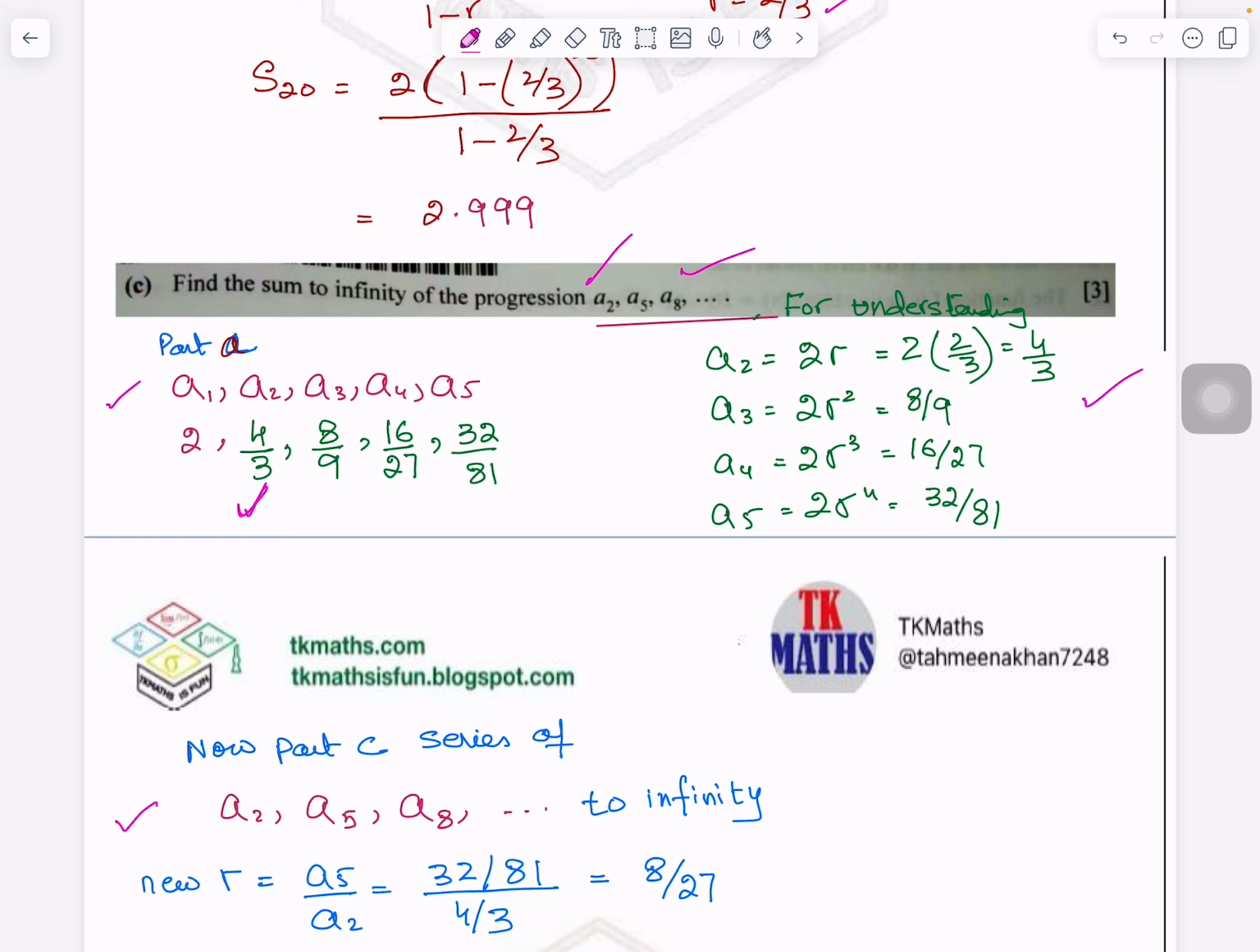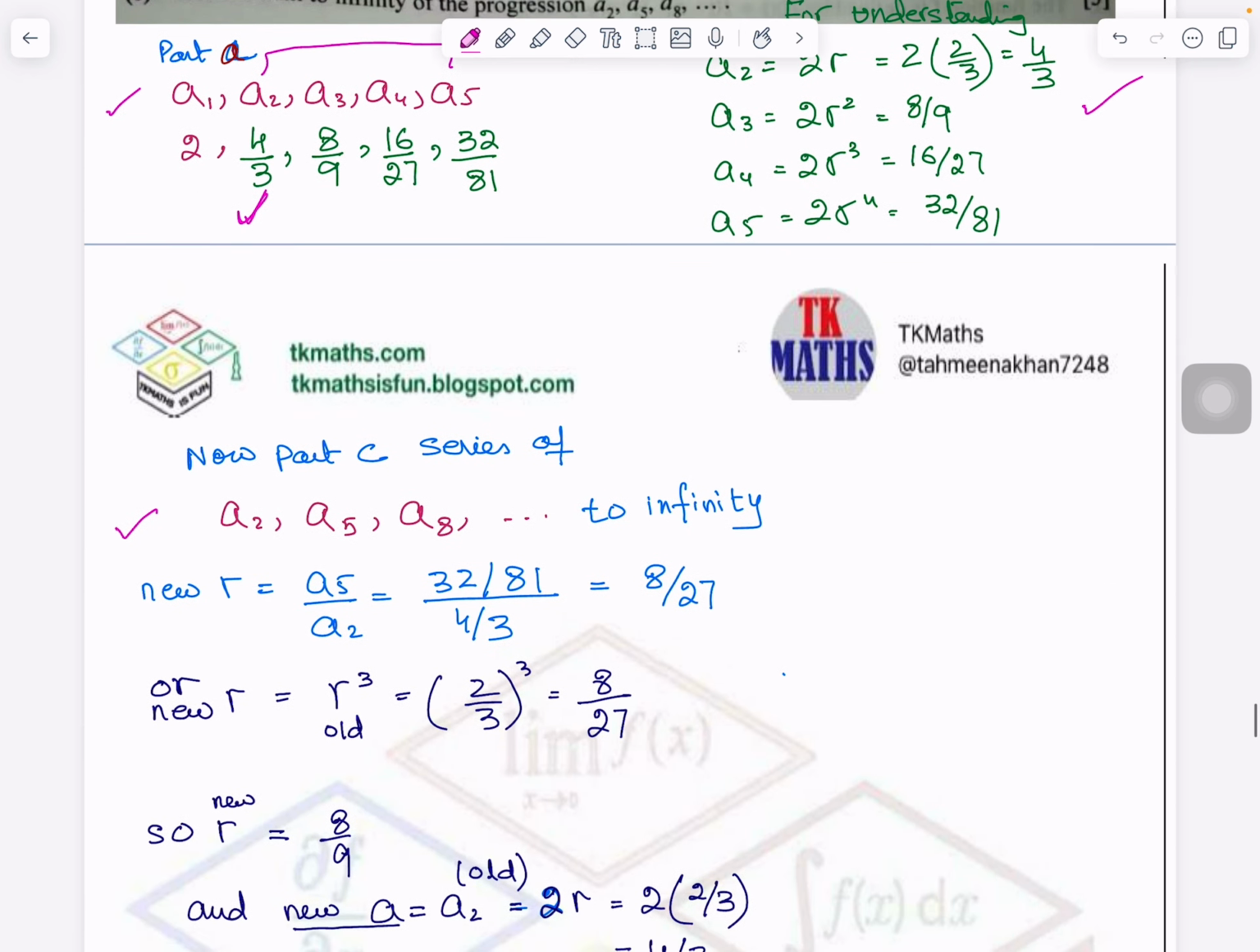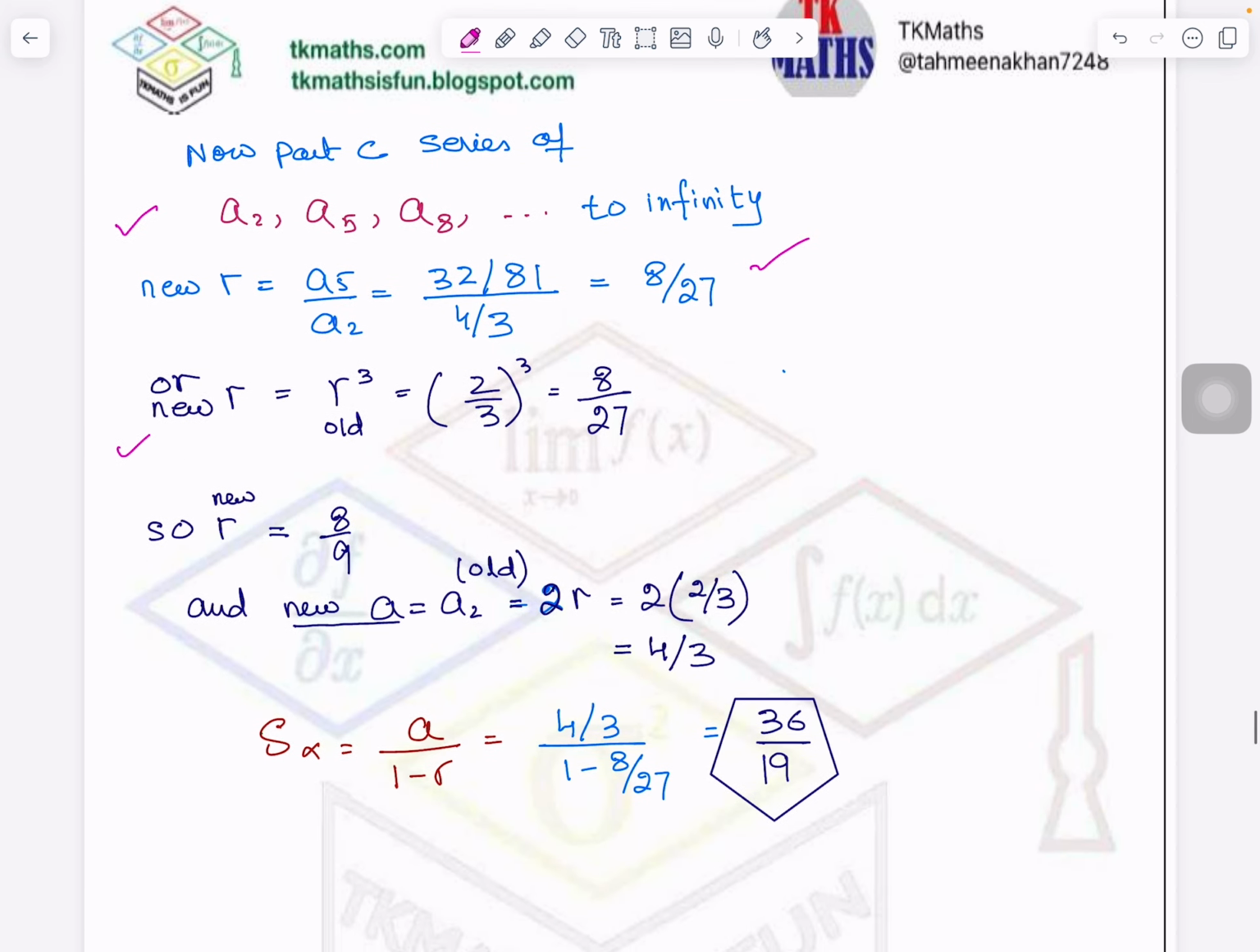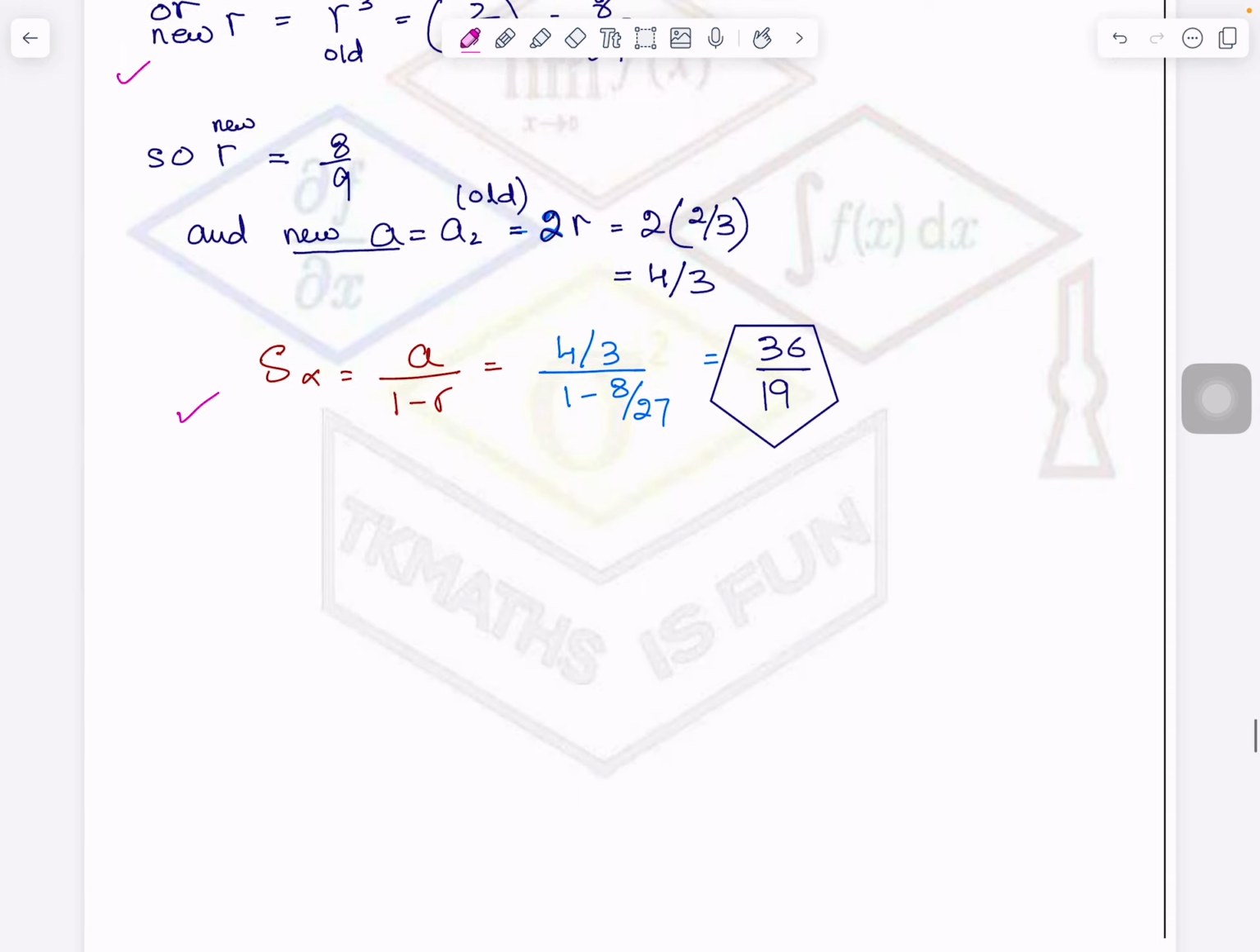It is actually A5 divided by A2, right? So I have done it here by two methods because there are three r's in between. So you could do directly r cube, or you can find out like this, right? Now I have my new a and new r. So I'm simply substituting it in the formula for sum of infinity and I got the answer, right?